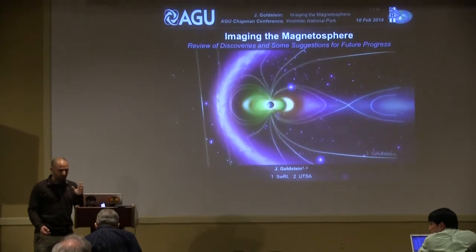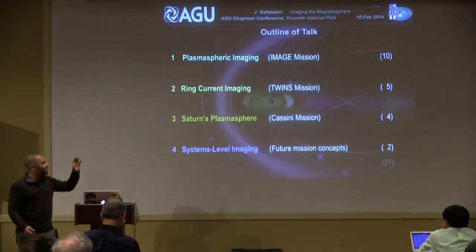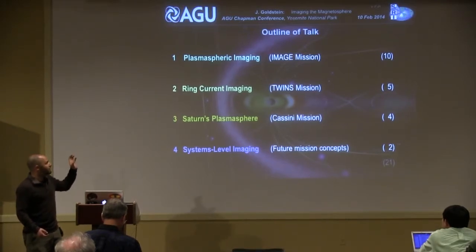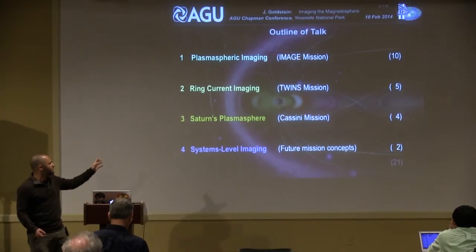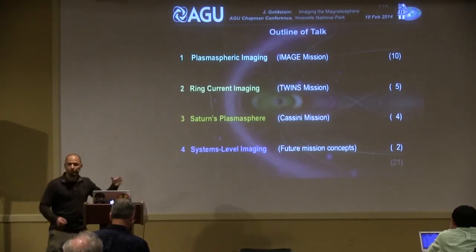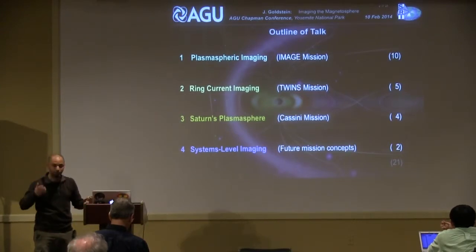I also want to point out that I'm going to be talking about four main topics: plasmaspheric imaging, ring current imaging, Saturn's plasmasphere, it sounds like a Jeopardy category list, and system-level imaging and what the future holds for imaging in magnetospheres throughout the solar system.